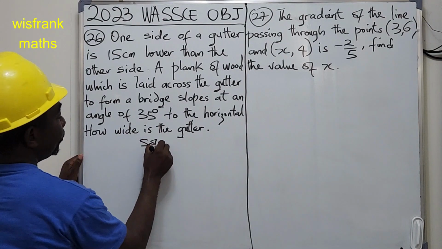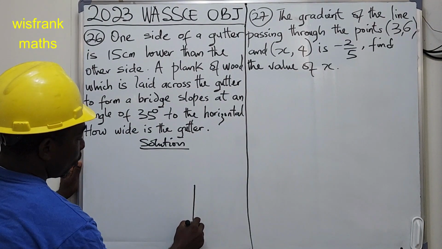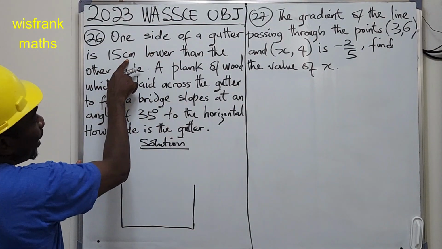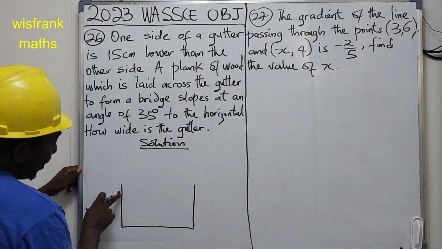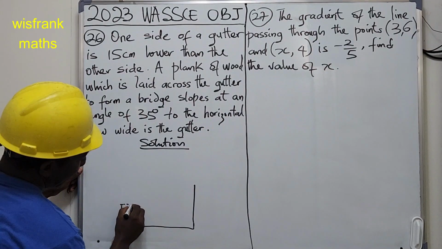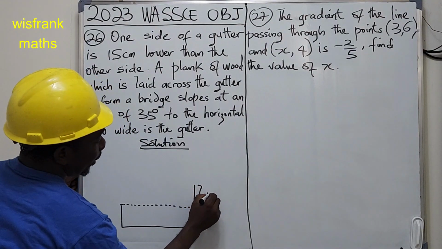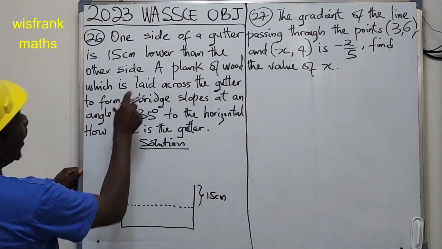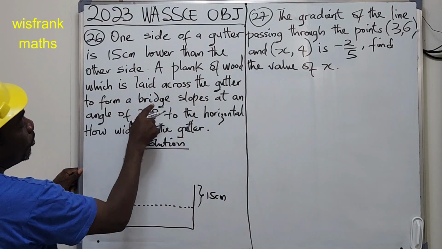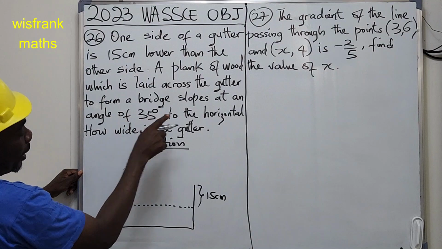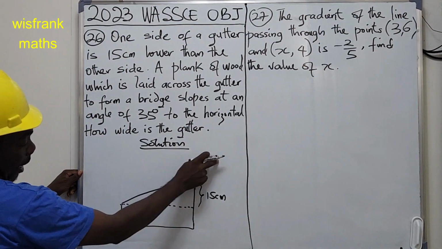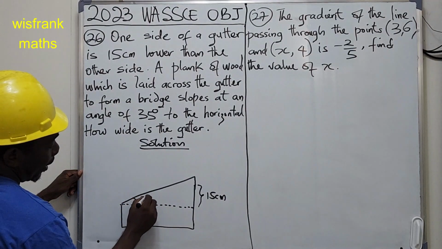We have the solution. We have a gutter this way. The question says, one side of the gutter is 15 cm lower than the other side. So let's say here is lower by 15 cm. This place is 15 cm. And it says a plank of wood which is laid across the gutter to form a bridge slopes at an angle of 35 degrees. This is a plank that is placed across, and this angle is 35 degrees.